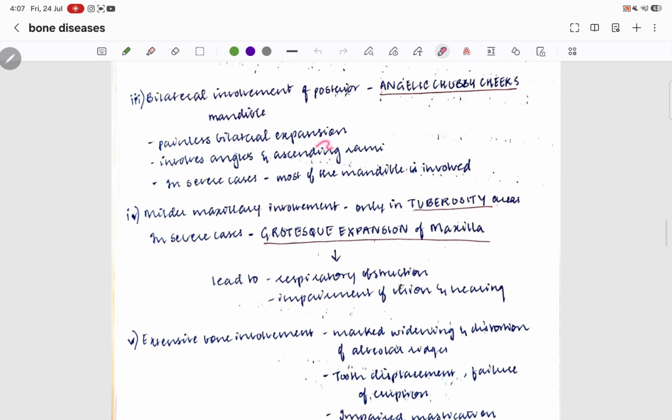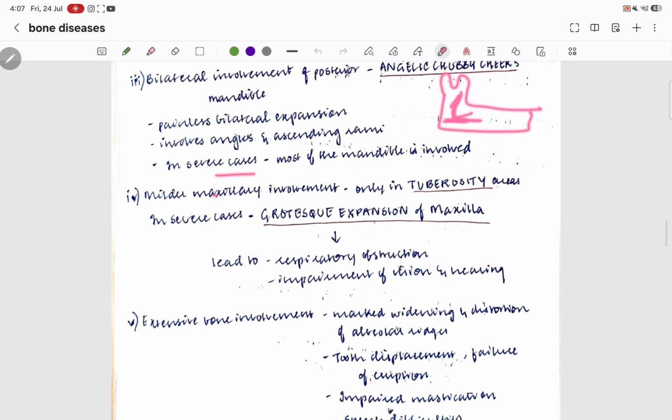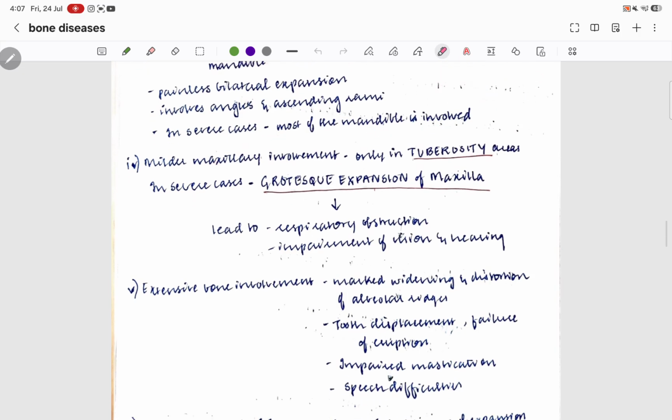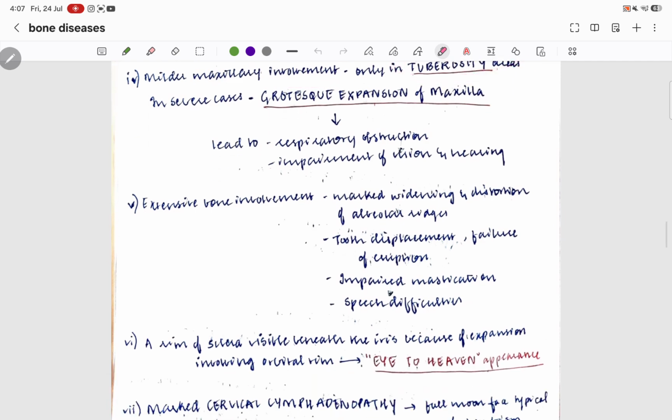Painless bilateral expansion is seen, involving the angles and ascending rami of the mandible. So bilateral expansion involves the ascending rami and angle of the mandible. In severe cases, most of the mandible is involved. Milder involvement is in the maxilla. Only the tuberosity area is involved in general cases.